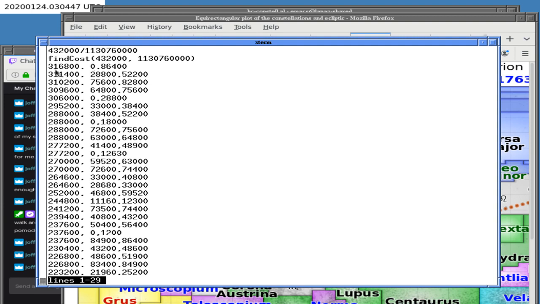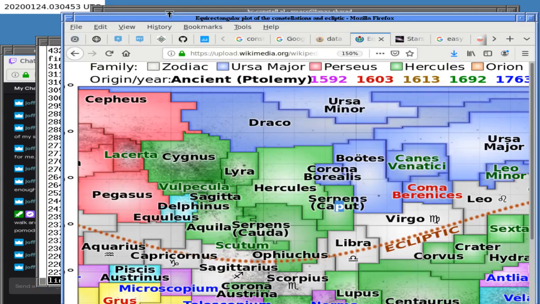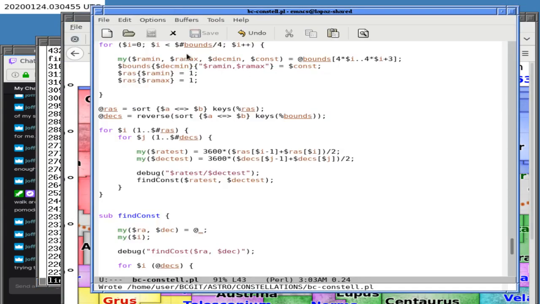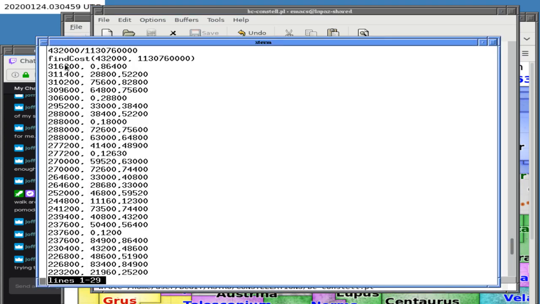Okay, so this is the declination value. We start out at this. Oh, and this is one that actually does intercept. And so that's what we need to do.